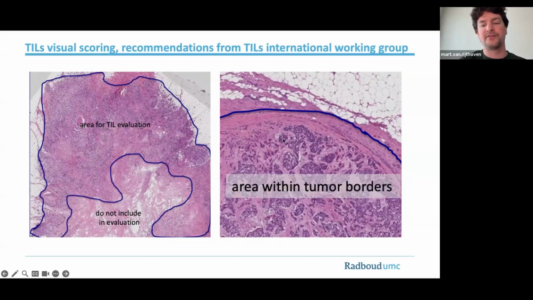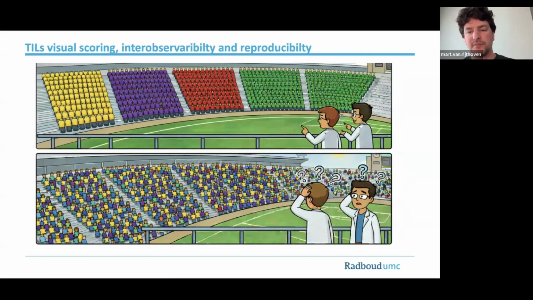So there are multiple ways, and actually the International Working Group recommendations have even more guidelines on how to process them. But for now, I think this will give you a bit of a clear view of how these are scored in a manual way. So, the problem is a bit here, it's a bit of an illustration where the problem actually occurs.